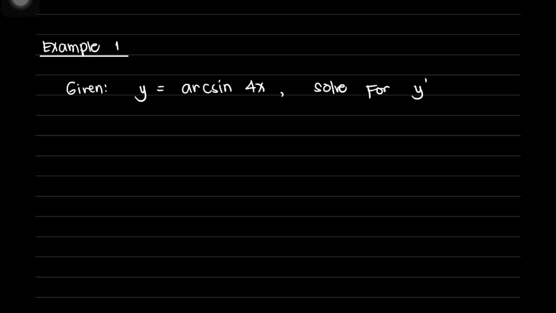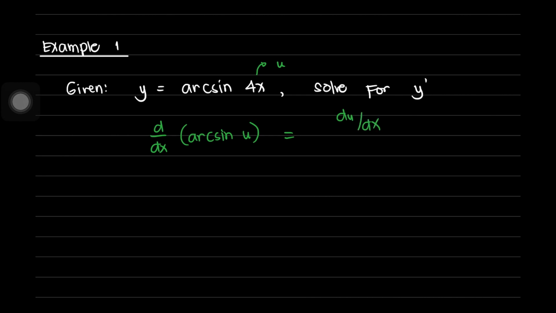So to illustrate this further, let's have this first example. We are given here y equals arcsine of 4x, and we're going to solve for the first derivative of y. Now, in the given function arcsine of 4x, this 4x would be our u. And if we're going to recall our formula, the derivative with respect to x of arcsine of u, that is equal to the derivative of u with respect to x all over the square root of 1 minus u squared.